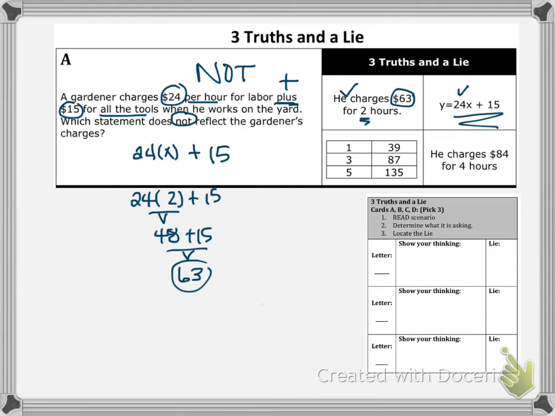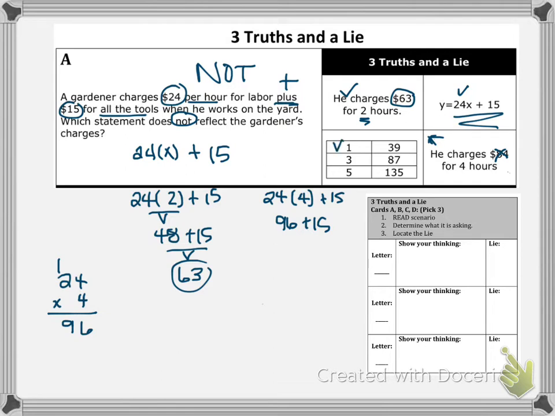And then this one, let's do this one right here. So he charges $84 for 4 hours. So that'd be 24, and we're going to plug in 4 for x, plus 15. Okay, so 24 times 4. 4 times 4 is 16. 2 times 4 is 8, plus 1 is 9. That's already 96, and I still have to add 15. So is that true? No. So there's our lie. So then this one's true.